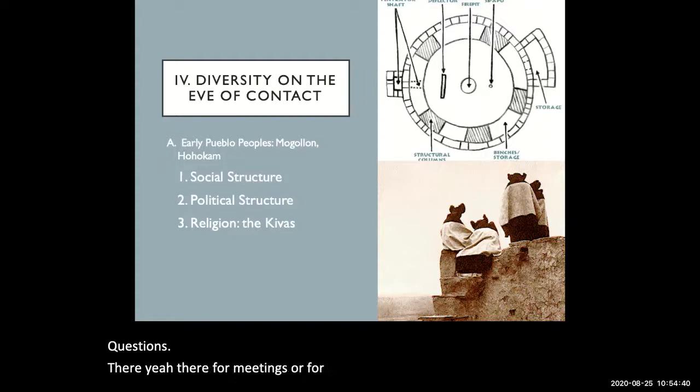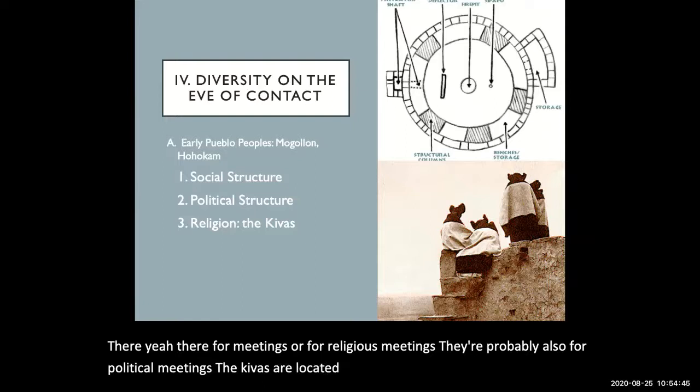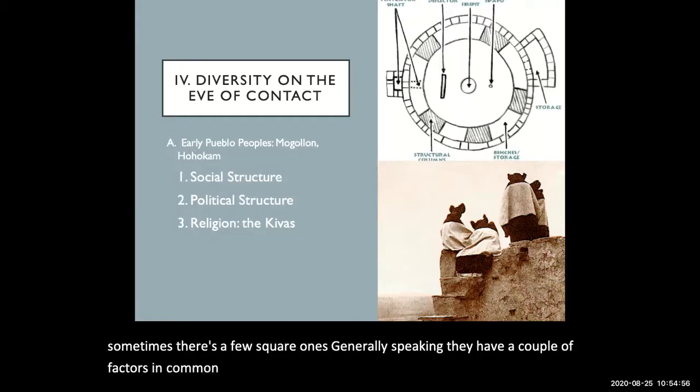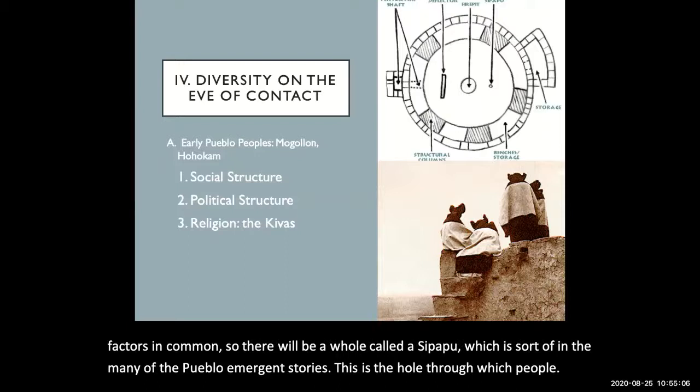The kivas are located underground. They're usually circular, but sometimes there are a few square ones. Generally speaking, they have a couple of factors in common. There will be a hole called a sipapu, which in many of the Pueblo emergence stories is the hole through which people emerged into the world that we're in right now, which is usually the fourth world. There are three previous worlds.